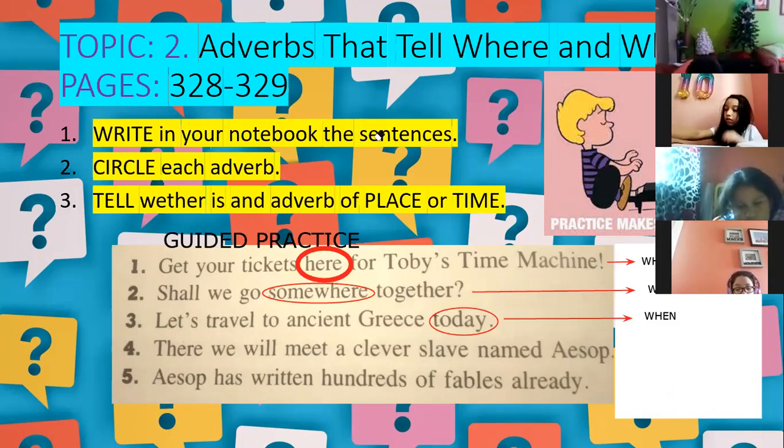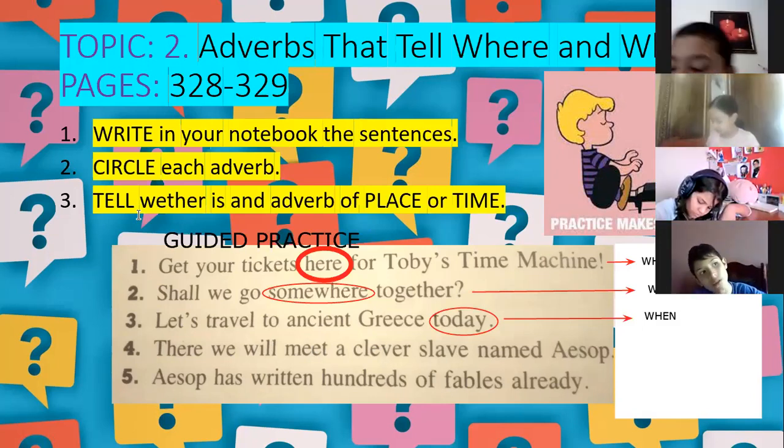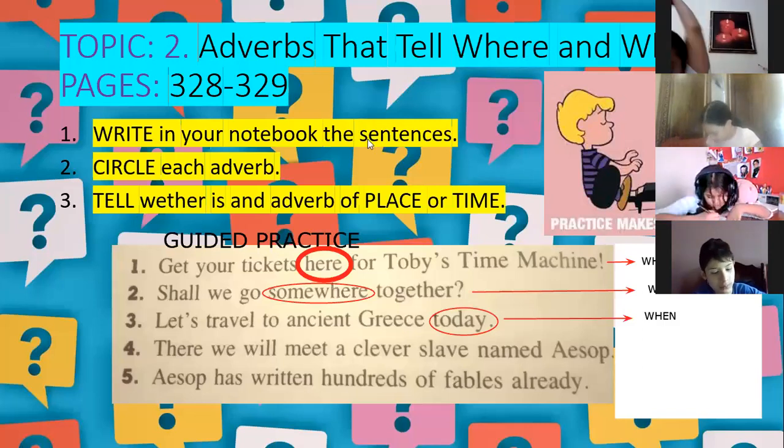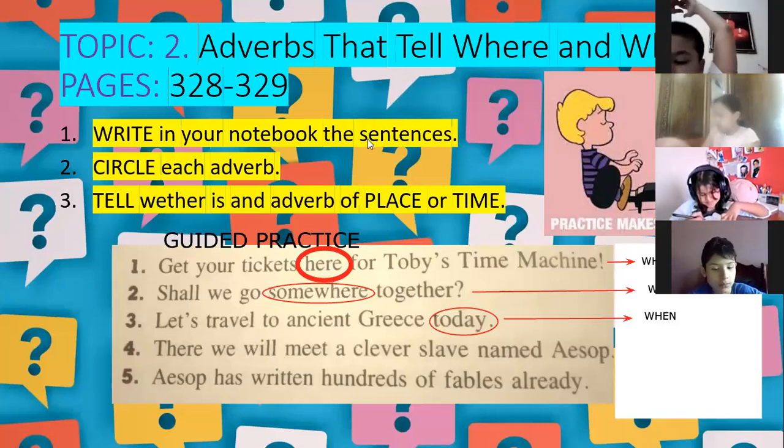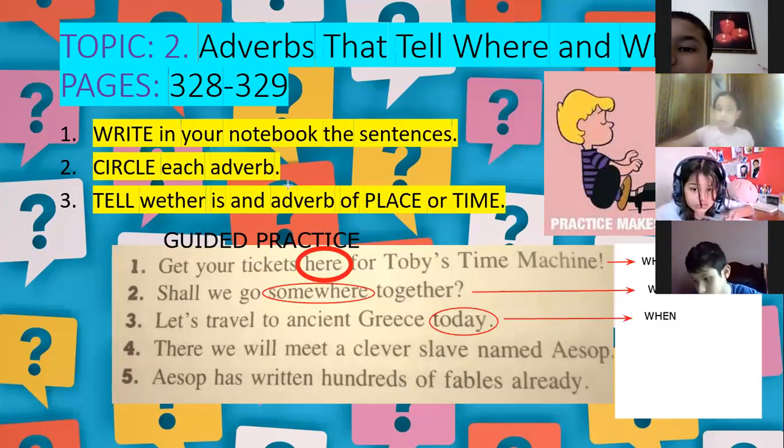The next one. Next sentence: we will meet a clever slave named Aesop. What is the adverb? What is the adverb? We will, no. Another student? I would love to listen, Chris.